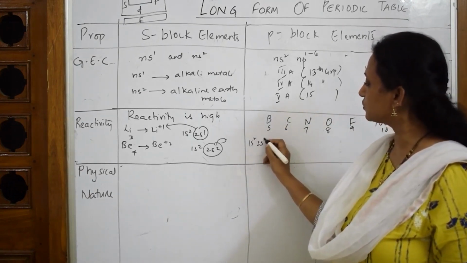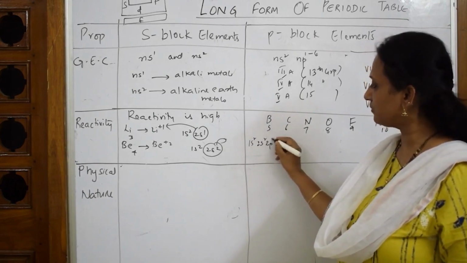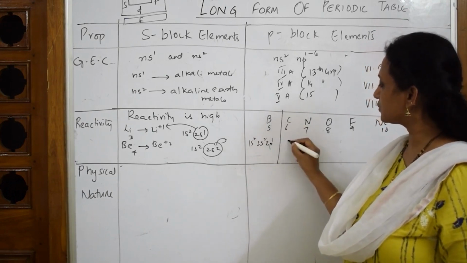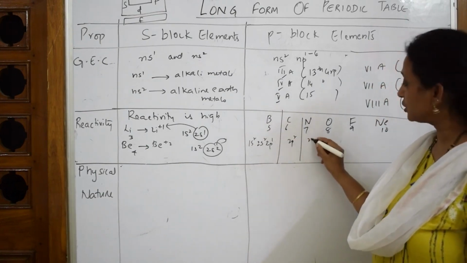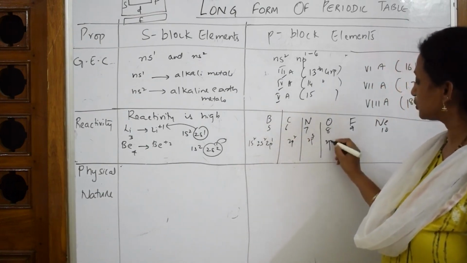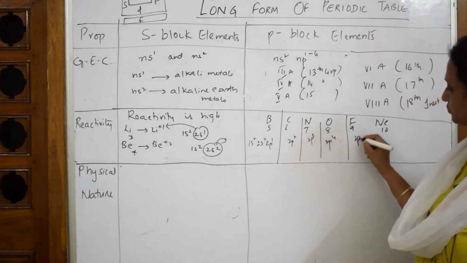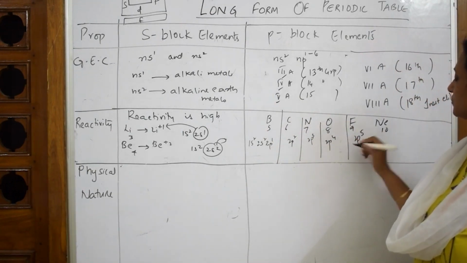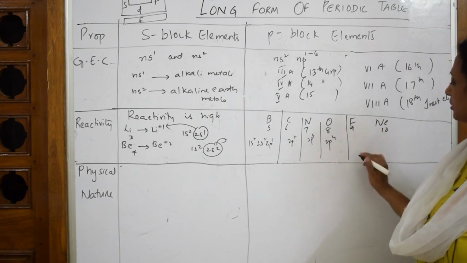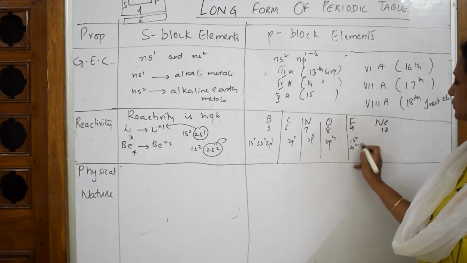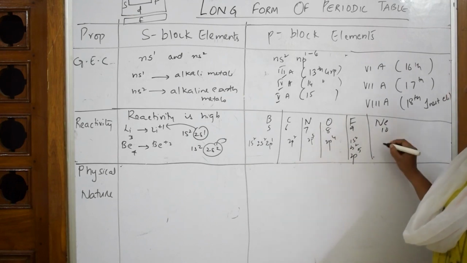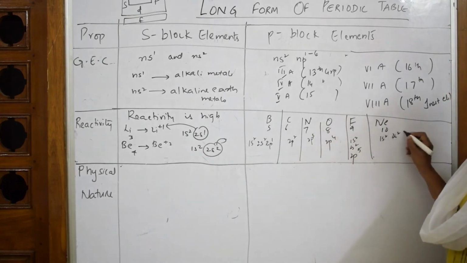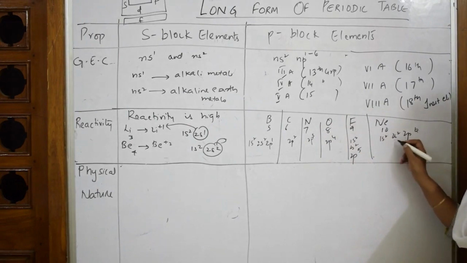1s2, 2s2, 2p1. This is 1s2, 2s2, 2p2. Then 1s2, I'm writing the outer configuration, 2p3. It is 2p4. This is 2p5. 1s2, 2s2. Is it right? Let me write, maybe if I'm wrong. 1s2, 2s2, 2p5. 5, 6, 7, 8, 9. Correct. Now this is 1s2, 2s2, 2p6, 6 plus 2, 8, 8 plus 2, 10.